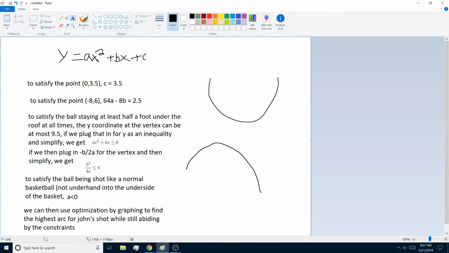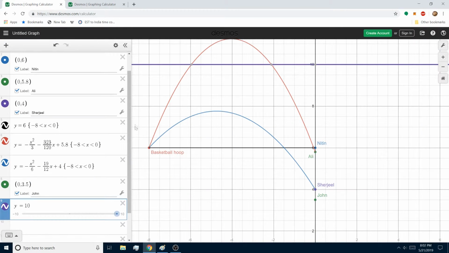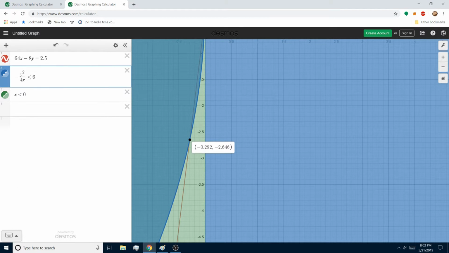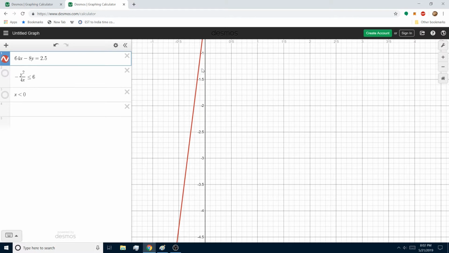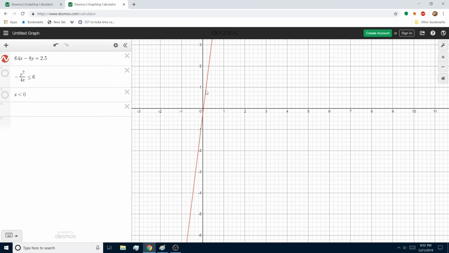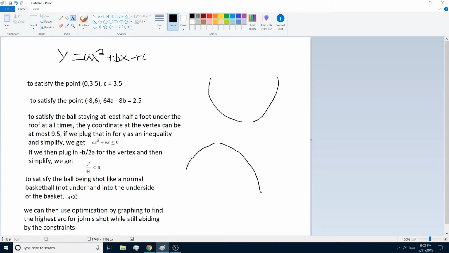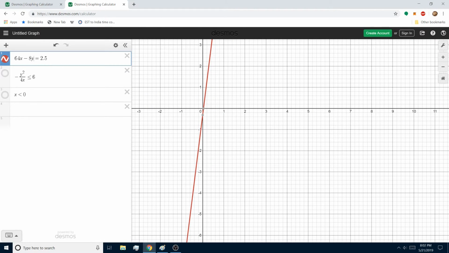So we can then optimize by graphing to find the highest arc for John's shot, while still starting from where he starts and making it into the hoop and not hitting the roof. So if we graph all this, this is the first constraint right here, 64x minus 8y equals 2.5, that ensures that the ball is in the hoop. And also we substituted x for A and y for B, so that we could actually graph it and solve it by graphing.